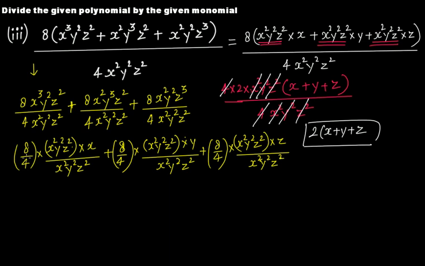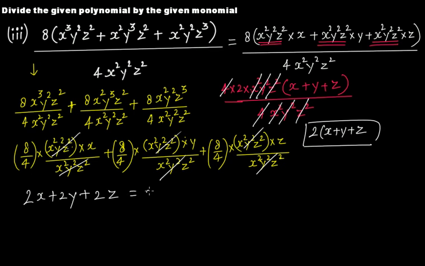Now if you divide this 8 by 4, you will get 2, and this x squared y squared z squared and this x squared y squared z squared, these two get cancelled. In the same way, these also get cancelled. So this is 2x plus 8 divided by 4 gives you 2, then this y here, plus 8 divided by 4 gives you 2, this z here.